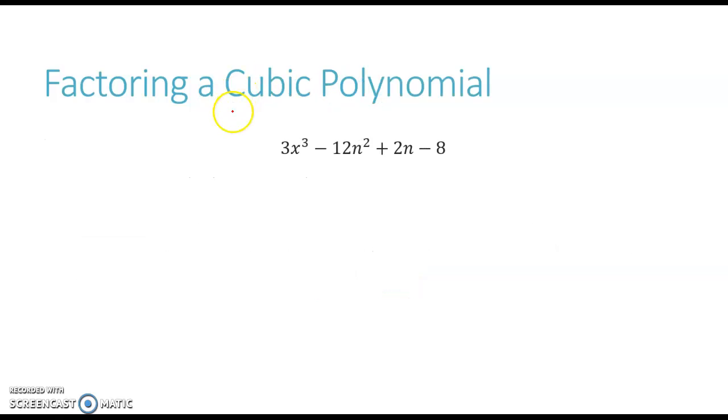So factor a cubic polynomial. Step 1 is to group. So I'm going to take the first 2, and I'm going to take the second 2, and I did this in my head, except there's a mistake here. This should be an n, not an x. So we have n cubed, n squared, n, so they're in descending order.